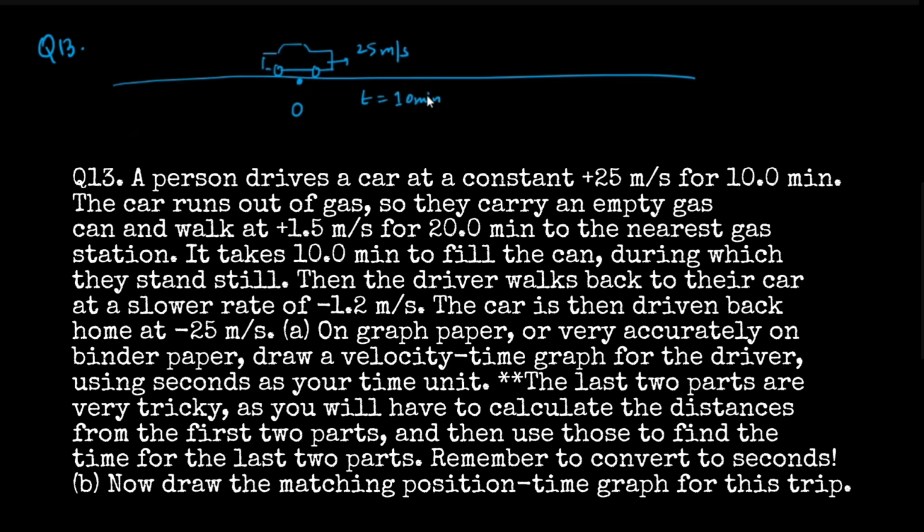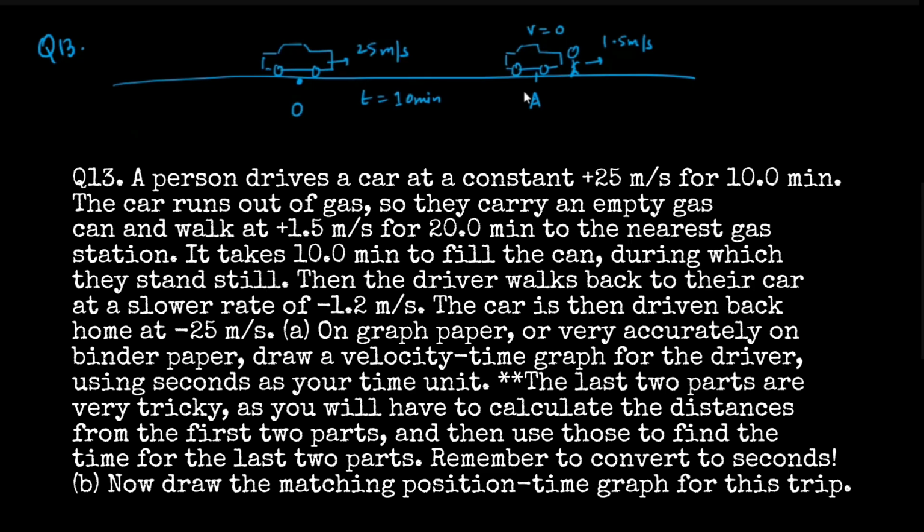All right. Then the car runs out of gas. So they carry an empty gas can and walk at 1.5 meters per second for 20 minutes to the nearest gas station. I assume that the car must reach a certain point. Let me mark this point as A. At this point, it stops, so its velocity must have become zero. But that person just came out of the car and starts walking in this direction only, as it is positive. So it is 1.5 meters per second. As the velocity is positive, the person is again moving in the forward direction, not in the backward direction. Positive and negative signs actually help us find out in which direction a particular object or a person is moving.